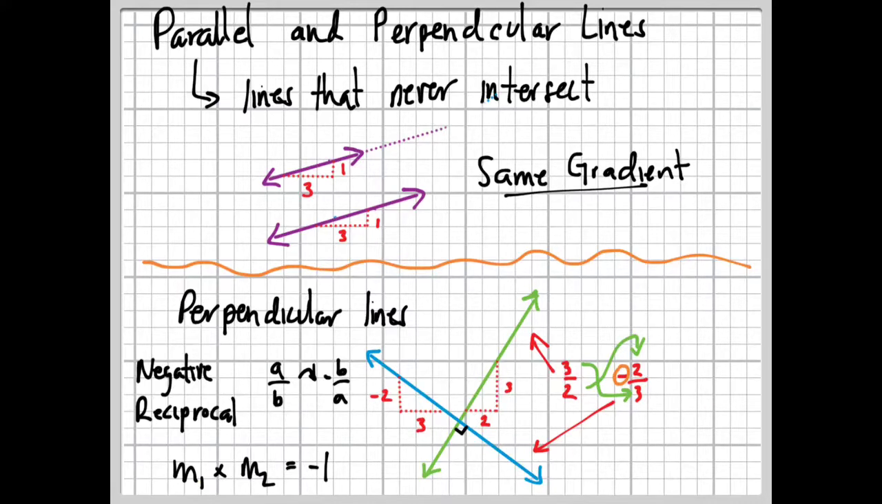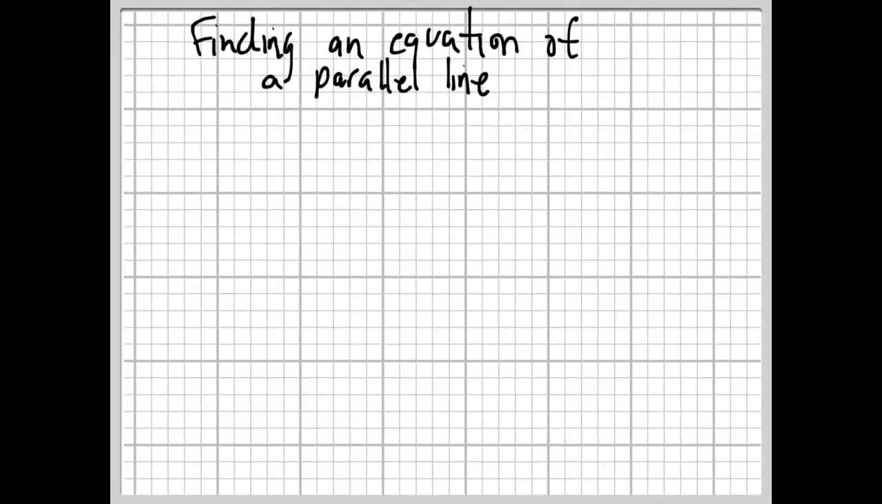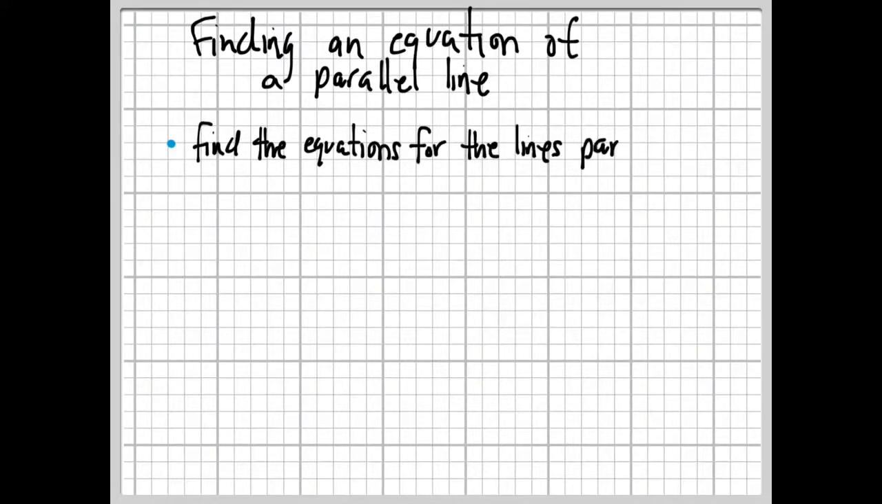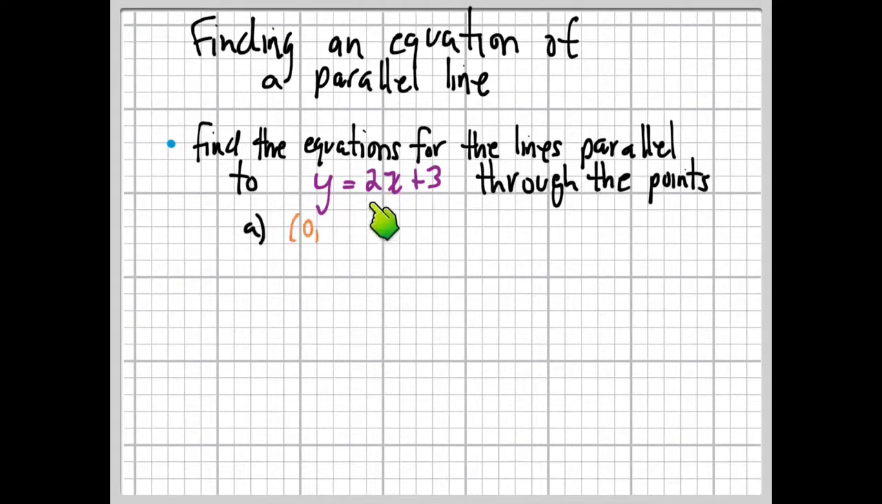All right, well, fantastic. Let's get into this here. If we know that parallel lines have the same gradient, and perpendicular lines have negative reciprocal gradient, then we can do something with that. We will start by finding an equation of a parallel line, and we're going to do kind of two problems together. A problem might ask you to find the equation for a line, and in this case it says lines parallel to, and they'll give you a rule. So in this case, y equals 2x plus 3, through the point 0, 5, and then also through the point 4, -2.